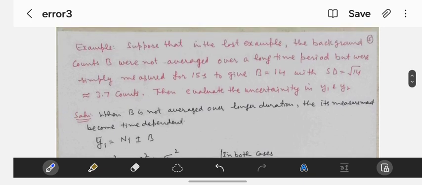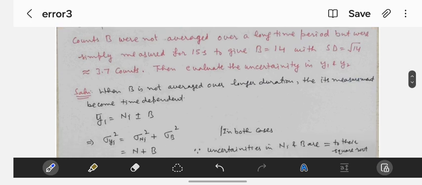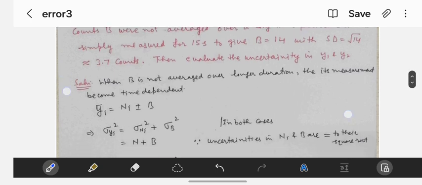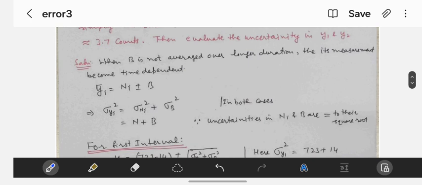Now what will be the uncertainty? Because now b is time dependent. When we take b for a long time, it will be an average true value. Now in the starting 15 seconds we measured that b came to be 14. Now we have to add the errors in b also to the errors of y1 and y2, because now there is an error in b, that is root 14, which is about 3.7. When b is not averaged over a large time, its measurement becomes time dependent.